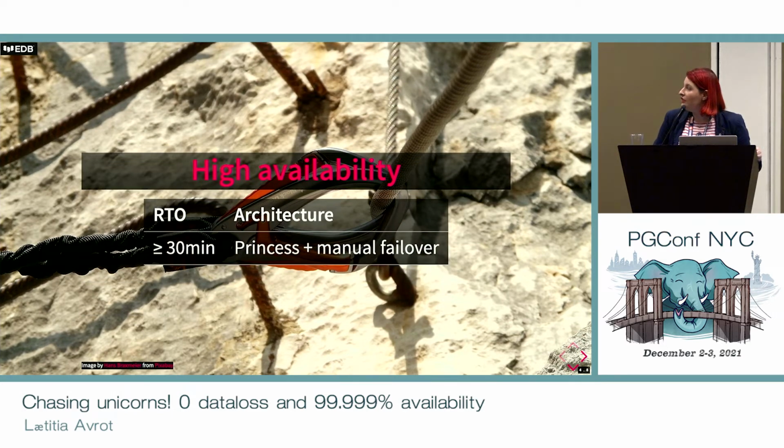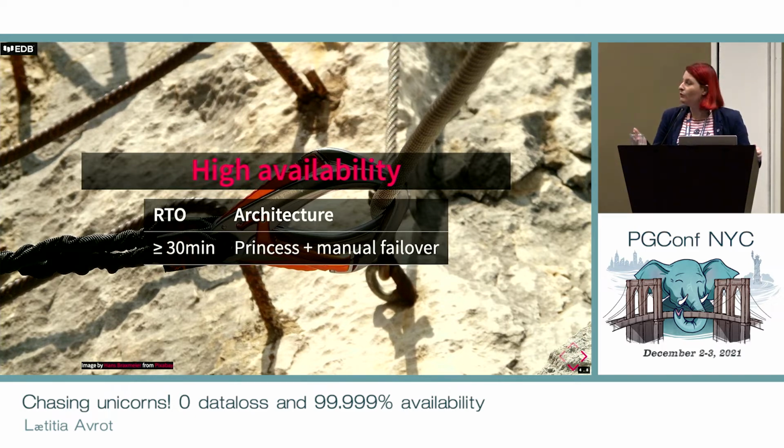If you can't afford more than 30 minutes of disruption, then you will add a princess with manual failover, considering you have a team that can perform the failover in less than 30 minutes. 30 minutes will be counting from the first disruption, so it means that you need the monitoring team to find out there's a problem, to reach out to the database team and the database team to connect.